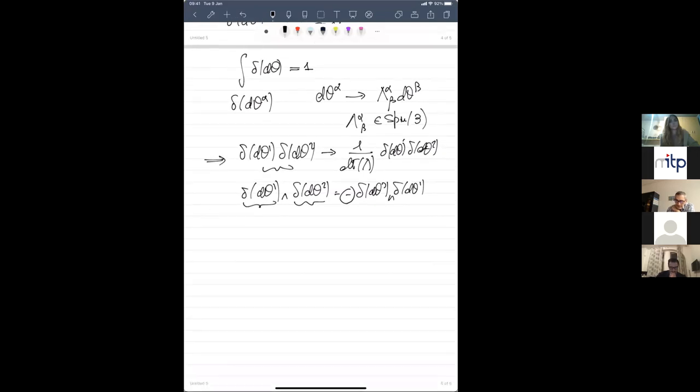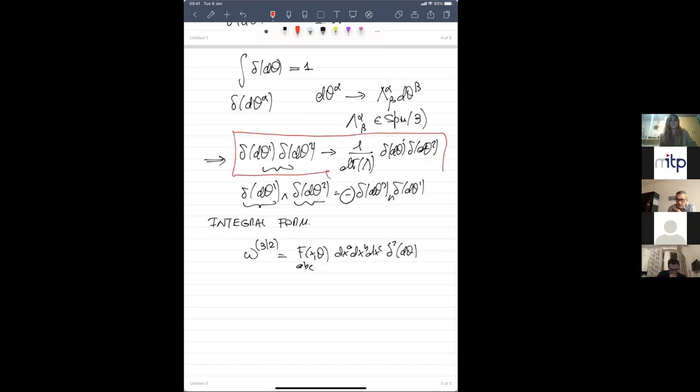So therefore, I define my integral forms as something like 3/2, just a superfield of x and thetas, and then we have some power of dx^a, dx^b, and dx^c. Let me put in this a, b, c. But also we have delta 2 of d theta. This delta 2 means exactly what I wrote before, delta of d theta 1, delta of d theta 2. I can also write this in a more covariant way, but it doesn't change anything. It's only a notation, but you have to keep track of these transformation rules to understand how this object transforms.